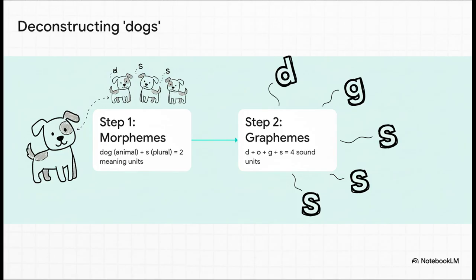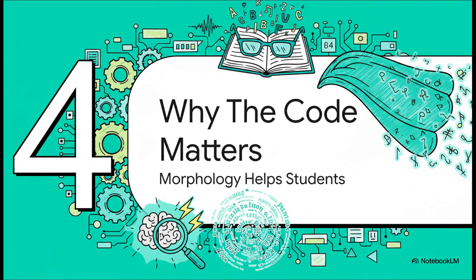Now let's switch our view to the sound layer. Here, we see four graphemes. D, O, G, S. Four separate sounds. Isn't that cool? One word, but it has two layers of code inside it. Two morphemes, four graphemes. So, why are we doing all this?